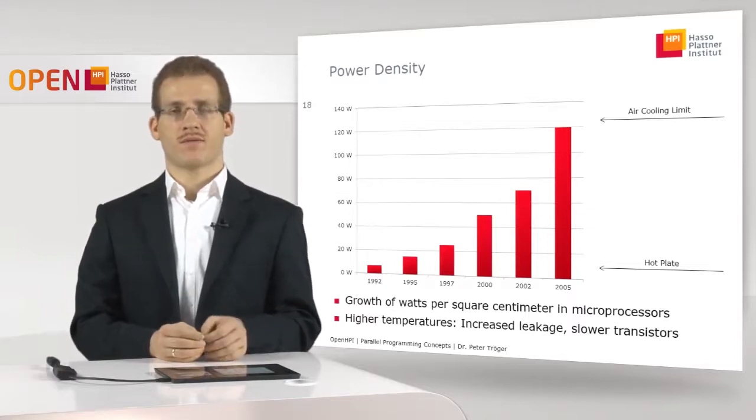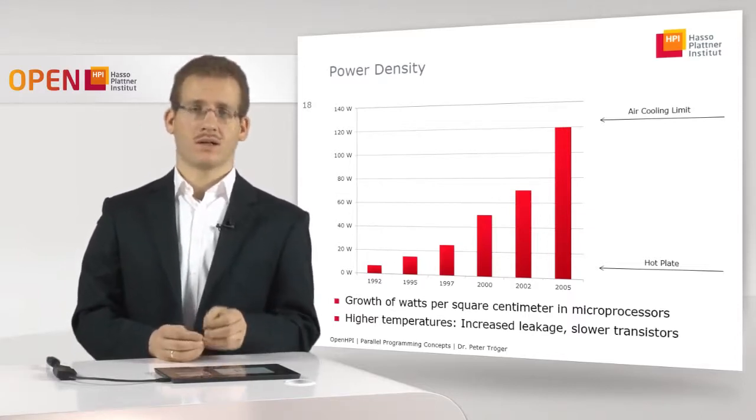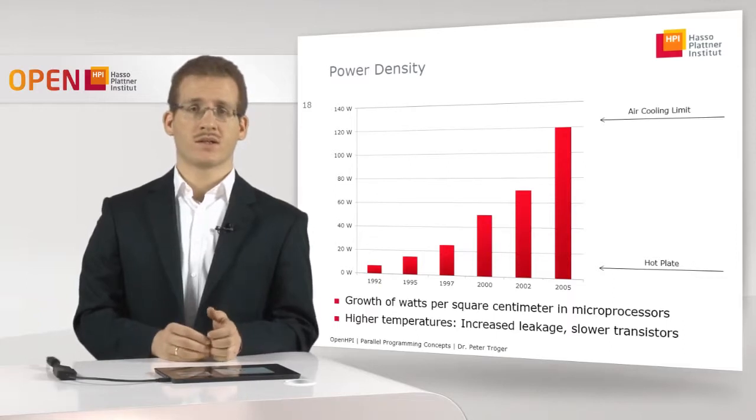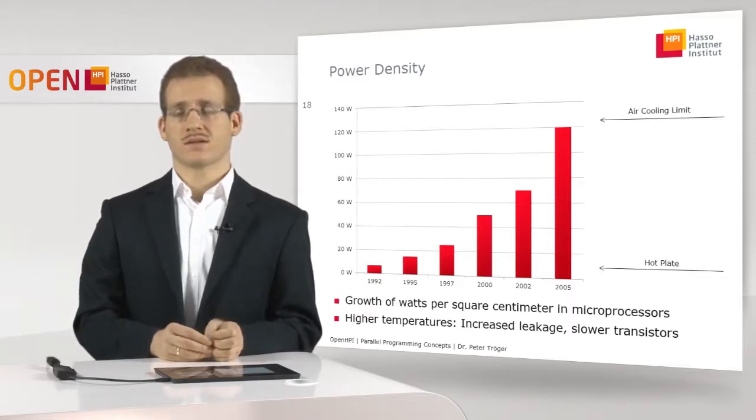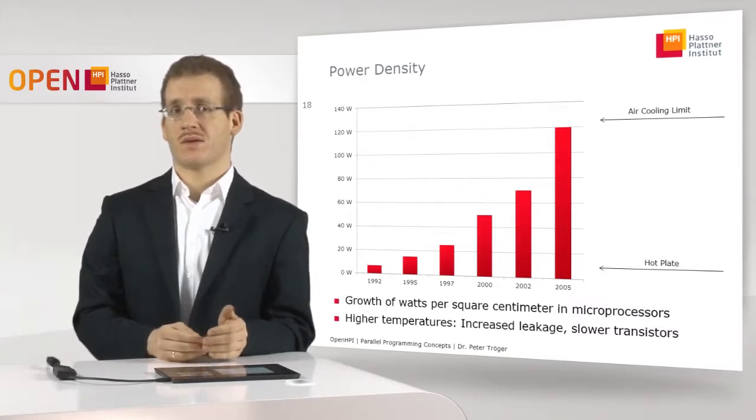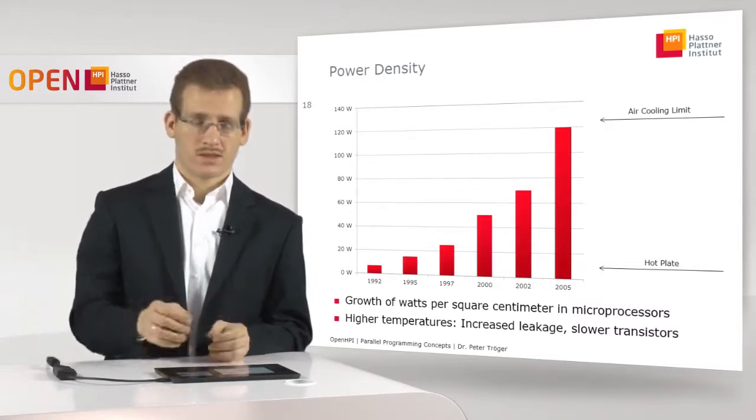So the problem is you have higher temperatures in the hardware, which again leads to increased leakage in the transistors. Those transistors get slower, so that's a bad effect, but you also get to some kind of limit. So how does that look in practice?